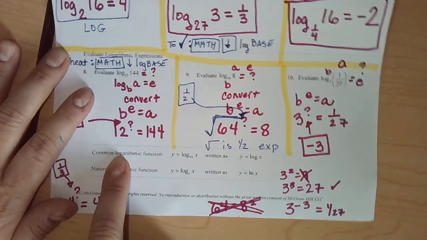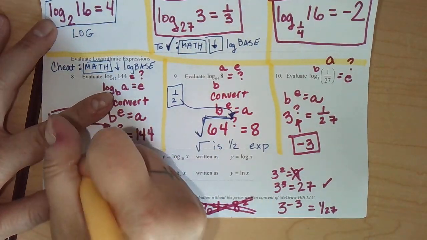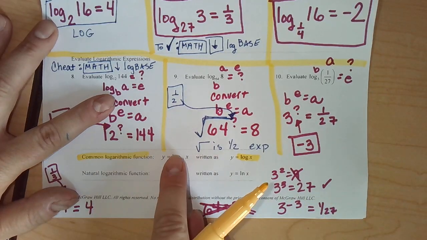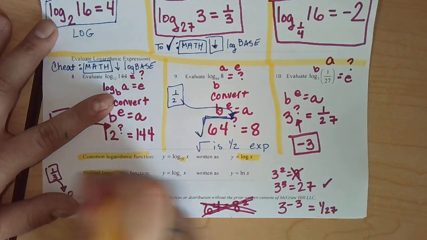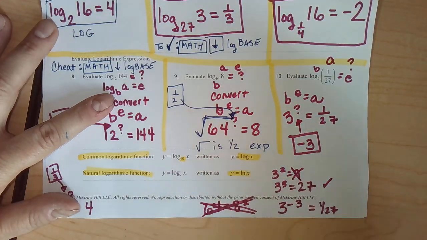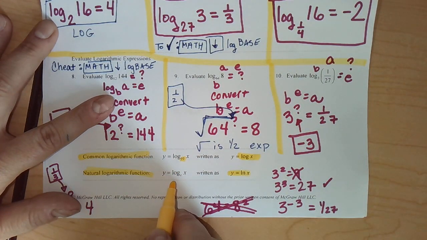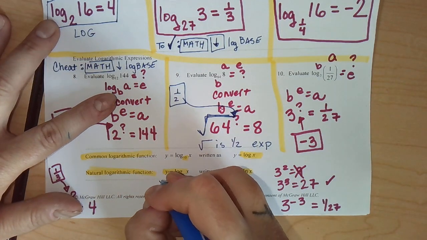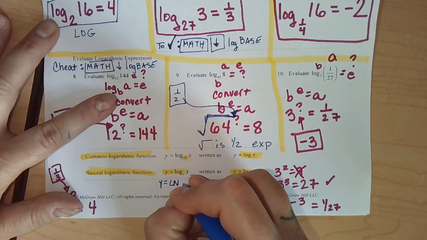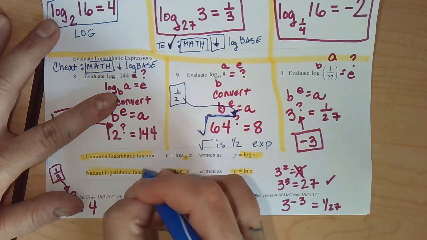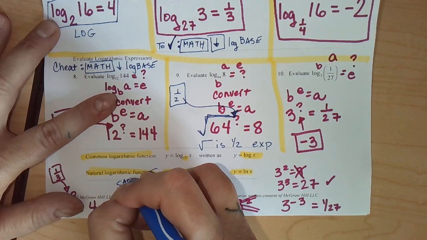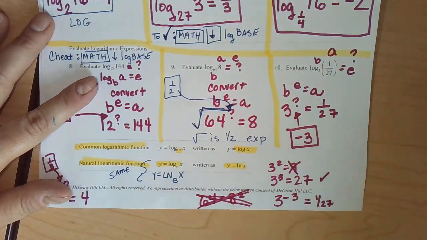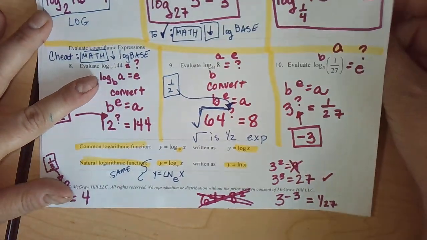All right, so common logs, if you look, they are missing that basement number, that b, and we pretend it's a 10. Then natural logs, they're written as ln, and here they have it two different ways. You can either have y equals log e x or y equals ln x. Those are both the same, and they will yield the same answers. That means they'll give you the same answers. All right, let's keep going.